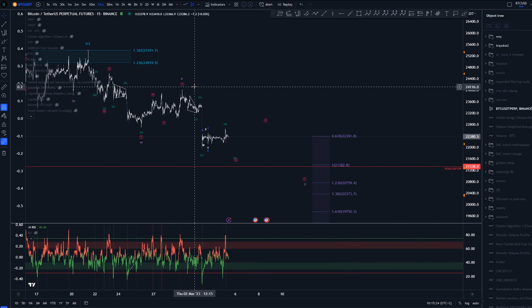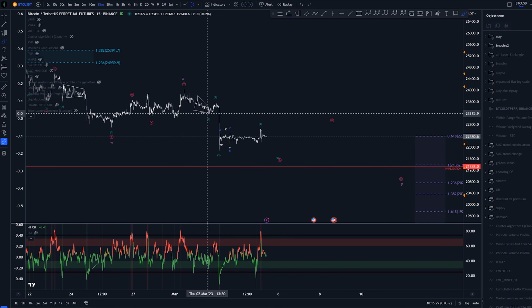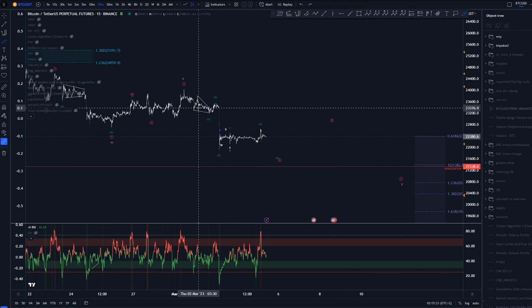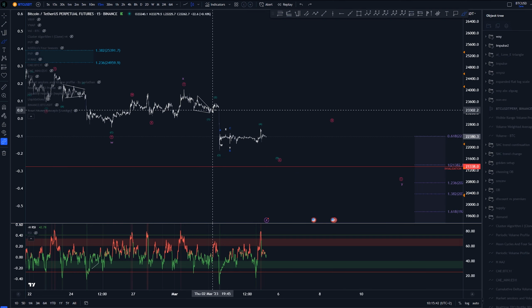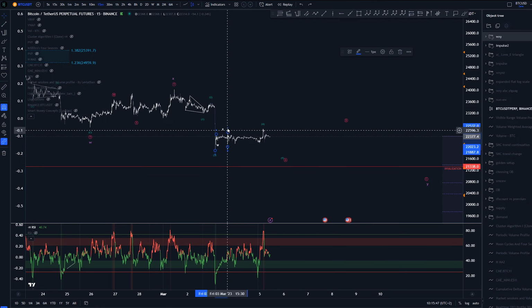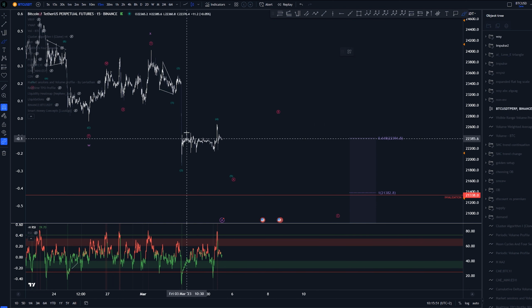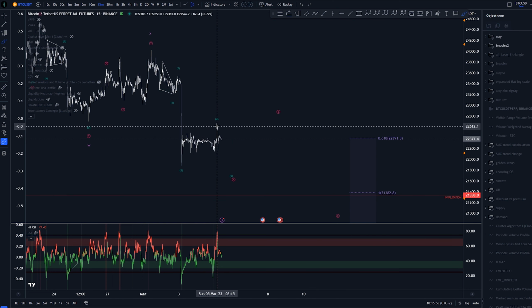Then we have this kind of count next, where we have this as a 1, 2. I've labeled this into a diagonal because I can't really get this into anything else. This looks very 3-wave-ish. So if I want to be labeling this into more of an impulse downwards, I think this is a good look for it. Then we would have another wave 4 here. Now this is kind of out of proportion already. I wanted it to end on Friday, but we did not get that. But we got this pump today.